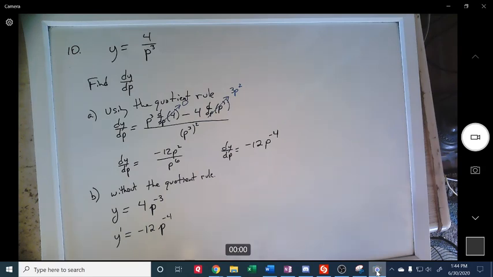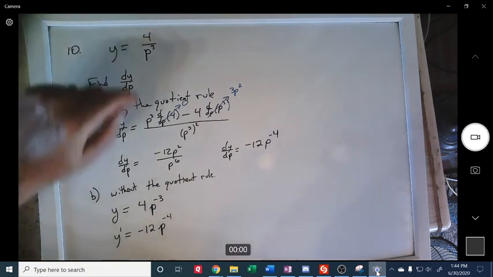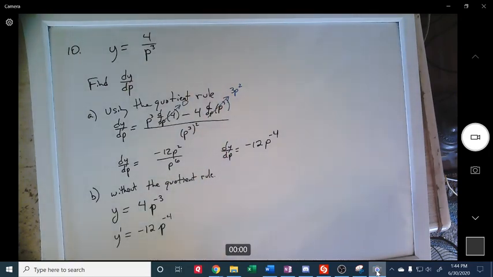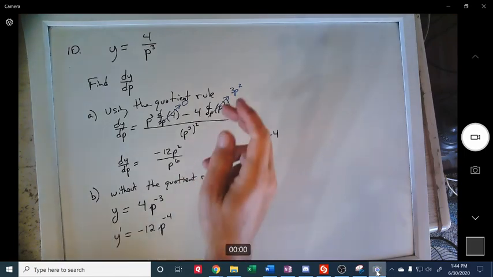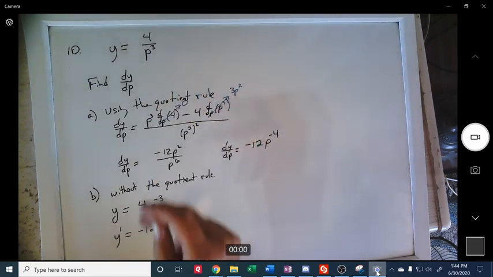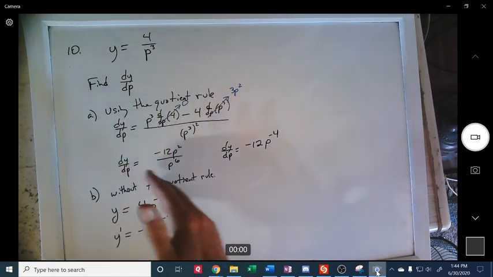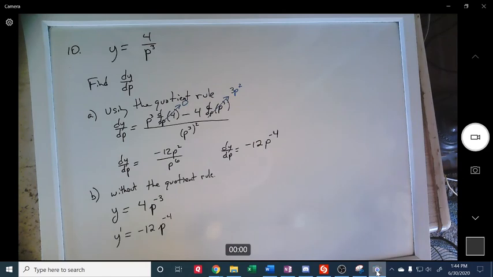And once again, we're realizing you only need to use the quotient rule or the product rule if the variable appears twice. If one of them's a constant, you don't need the quotient rule or the product rule. And in this case, we didn't need the quotient rule. But if you did use the quotient rule, it wouldn't be wrong. It's just that you're going to be doing more steps than you would have needed to.